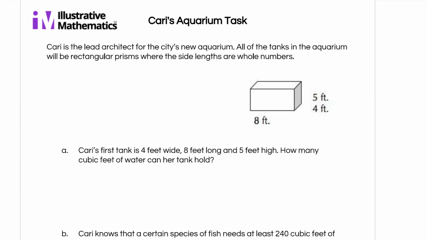Okay. So, ooh, easy cheesy. Can't believe how easy again. That's kind of like macaroni and cheese. There are no fractions or no decimals. It's just straight up whole numbers. Okay. So, A. Carrie's first tank is 4 feet wide, 8 feet long, and 5 feet high. How many cubic feet of water can her tank hold?